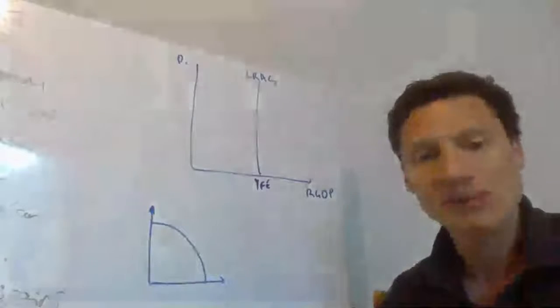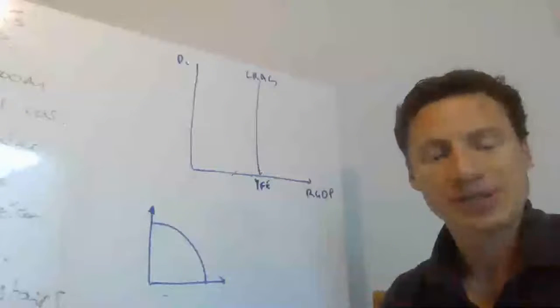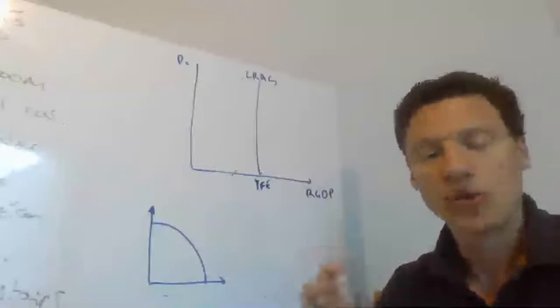The only things that shift the PPF outwards are the quantity of resources or the productivity of resources, sometimes known as the quality of resources. Those are the two things that also would shift the SRAS curve. I'll write in.